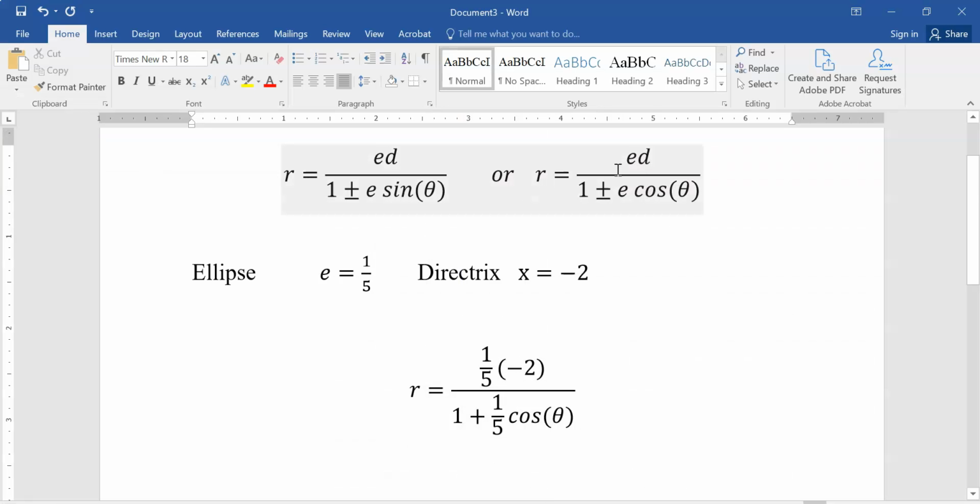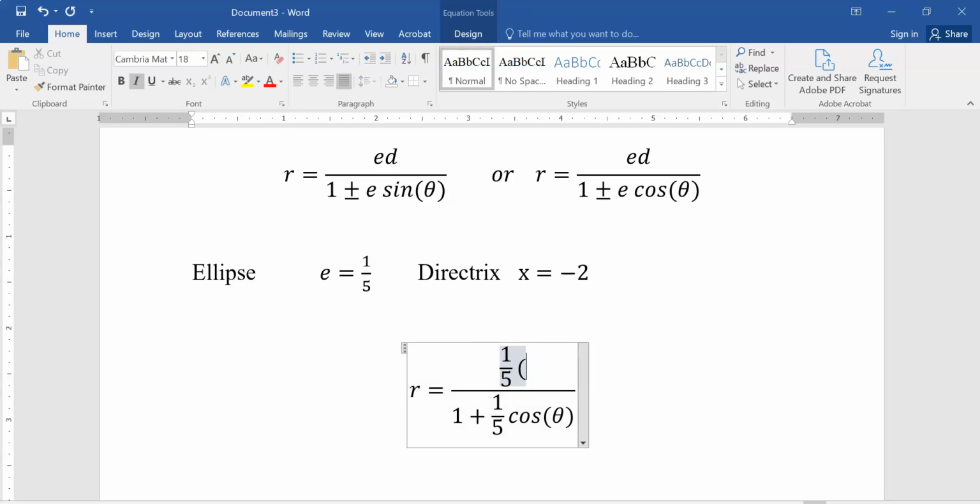So we're going to use r equals ed over 1 plus or minus e cosine theta. I'll always obviously use the plus. So we get r equals 1/5. The d is the distance from directrix to the pole, so d is -2. So 1/5 times -2 over 1 plus 1/5 cosine theta. And if you want to simplify that numerator, you can write that as -2/5, because 1/5 times -2 is -2/5.